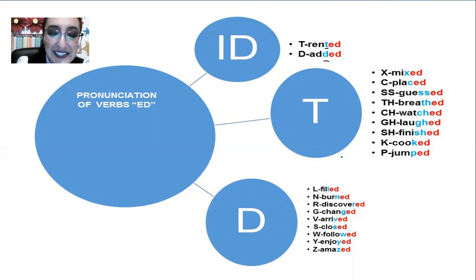Now, let's continue with these verbs that end with the sound D. Filled. Burned. Discovered. Changed. Arrived. Closed. Followed. Enjoyed. Amazed. What do you think?